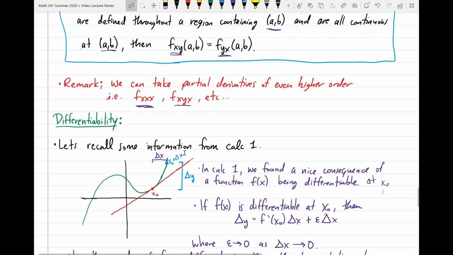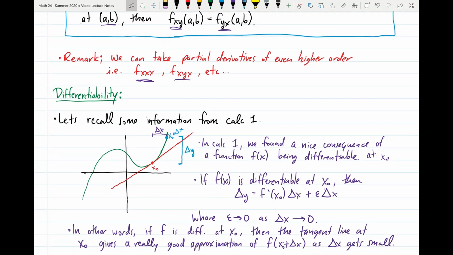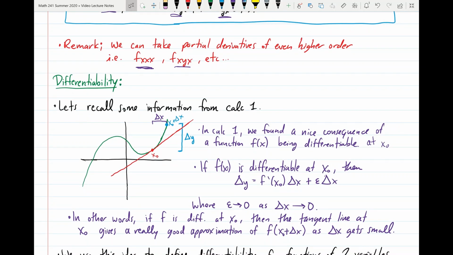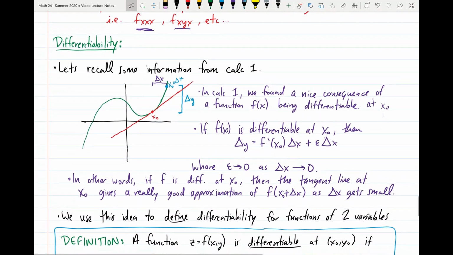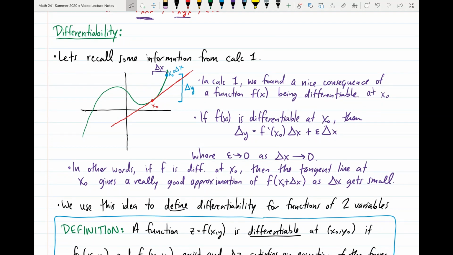And now we can move on to the last subsection for section 14.3. And finally, we are going to define the notion of differentiability for functions of 2 variables. And to do so, we're going to use an analog from Calculus 1. All the things I'm about to say from Calc 1 can be found in section 3.11 in your textbook.